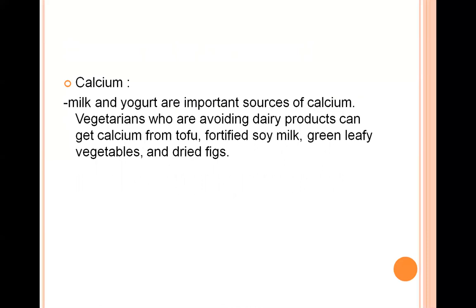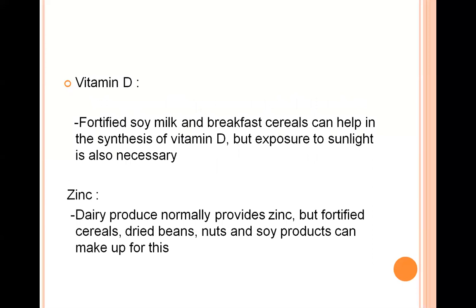Milk and yogurt are important sources of calcium. Vegetarians who are avoiding dairy products can get calcium from tofu, for example, and fortified soy milk, as well as green leafy vegetables and dried fruits. Okay, next, vitamin D. Fortified soy milk and breakfast cereals can help in the synthesis of vitamin D, but exposure to sunlight is also necessary because these work together.